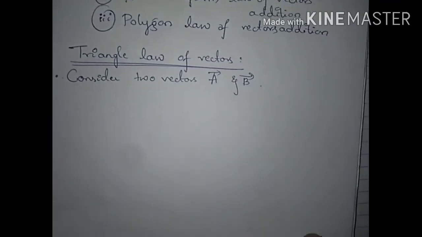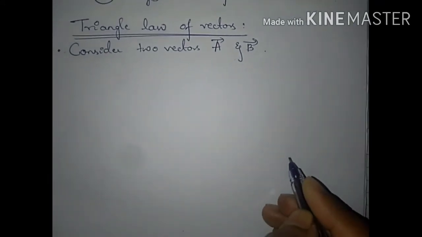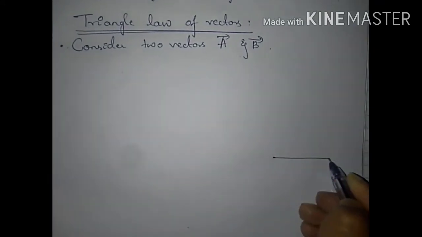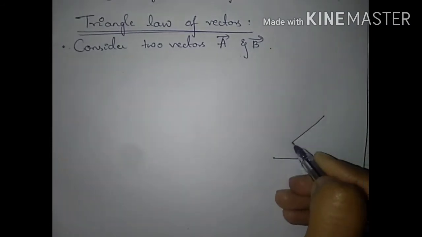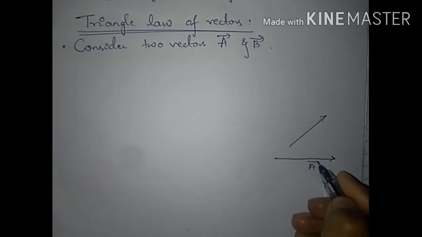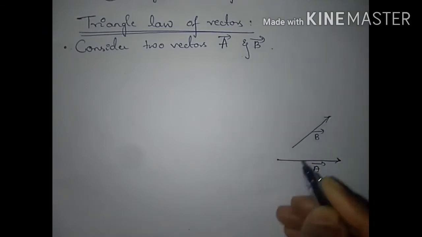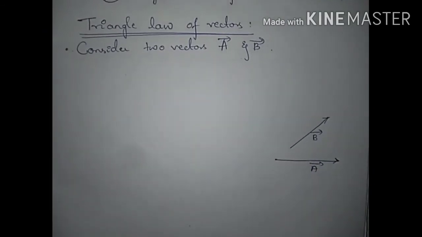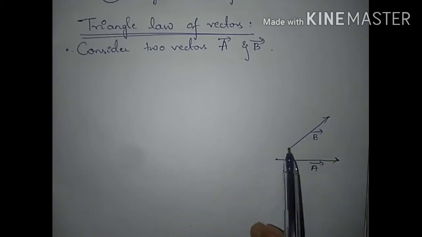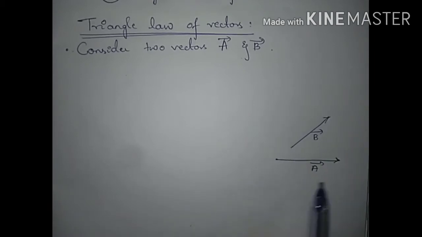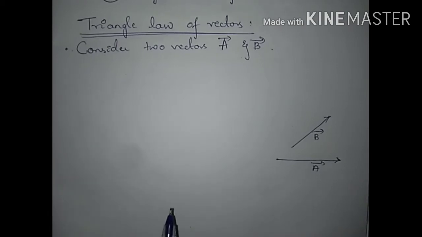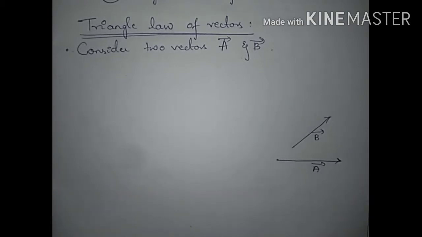So let's suppose you have vector A like this and vector B like this. So you have two vectors, vector A and vector B. Now how do we add these two vectors? We have to draw the vector A and then bring this vector B, and the tail of the vector B should coincide with the head of the vector A without changing its direction. So this is how we draw the diagram.